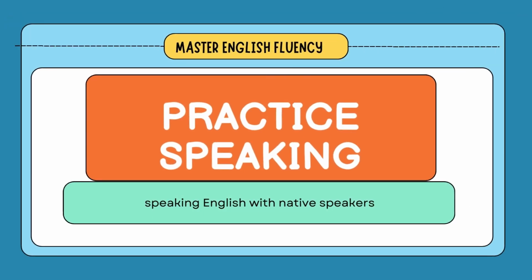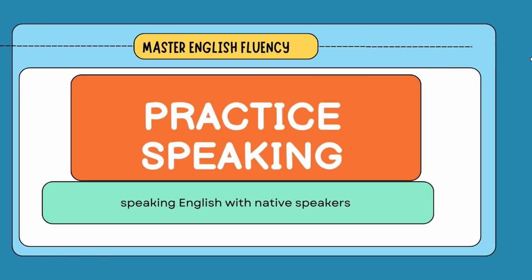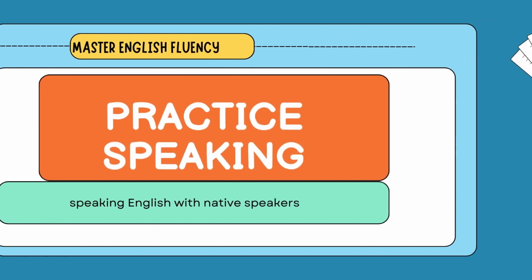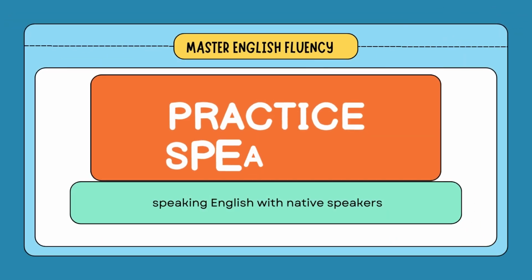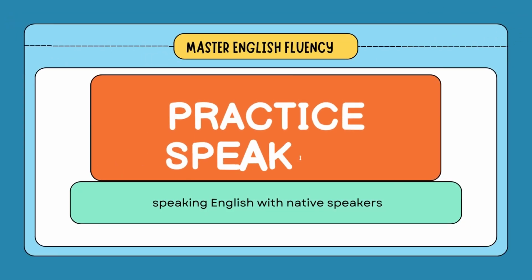Practice speaking. The key to improving your fluency is to practice speaking as much as you can. Find a language partner or join a conversation group where you can practice speaking English with native speakers or other learners. Don't be afraid to make mistakes.